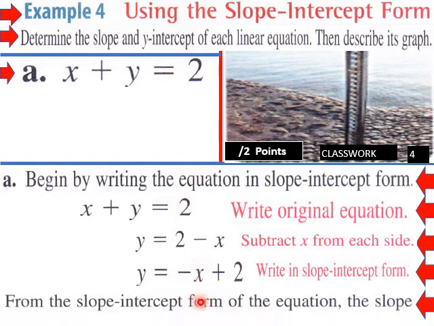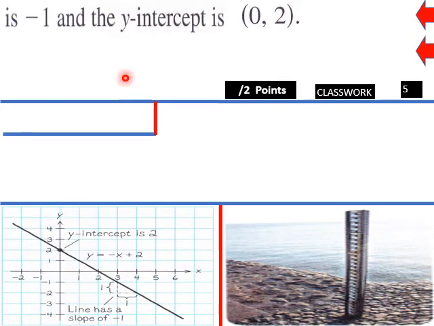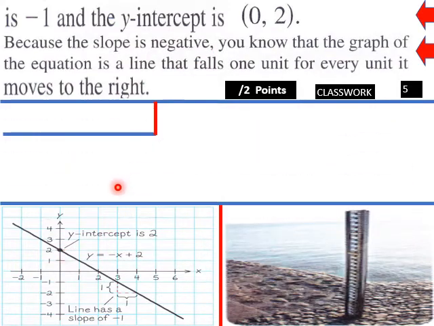So what would be your slope here? From the slope-intercept equation, the slope is negative 1, and the y-intercept is 2. So you have a situation, here's your line here for that. Here's your y-intercept here, and the line has a slope of negative 1. So y equals negative x plus 2. This is what that line would look like. Because the slope is negative, the graph of the equation is a line that falls 1 unit for every unit it moves to the right. So from left to right, it falls 1 to 1.